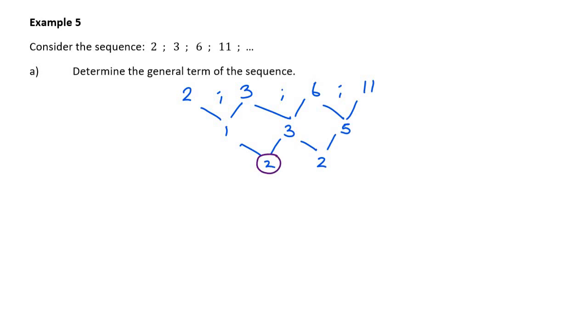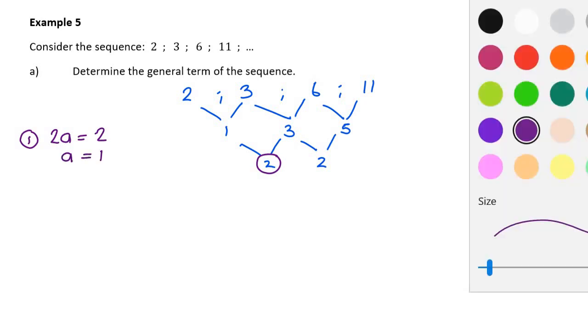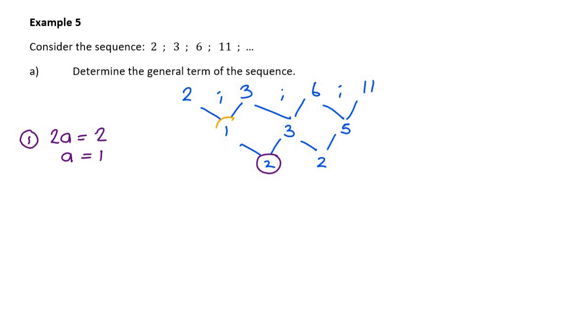My second difference, first step: my second difference is 2a. So in this case, a is 1. Second step: my first difference is 3a plus b. So 3a plus b will have to equal 1. So 3 times 1 plus b will have to equal 1. And b is equal to -2.